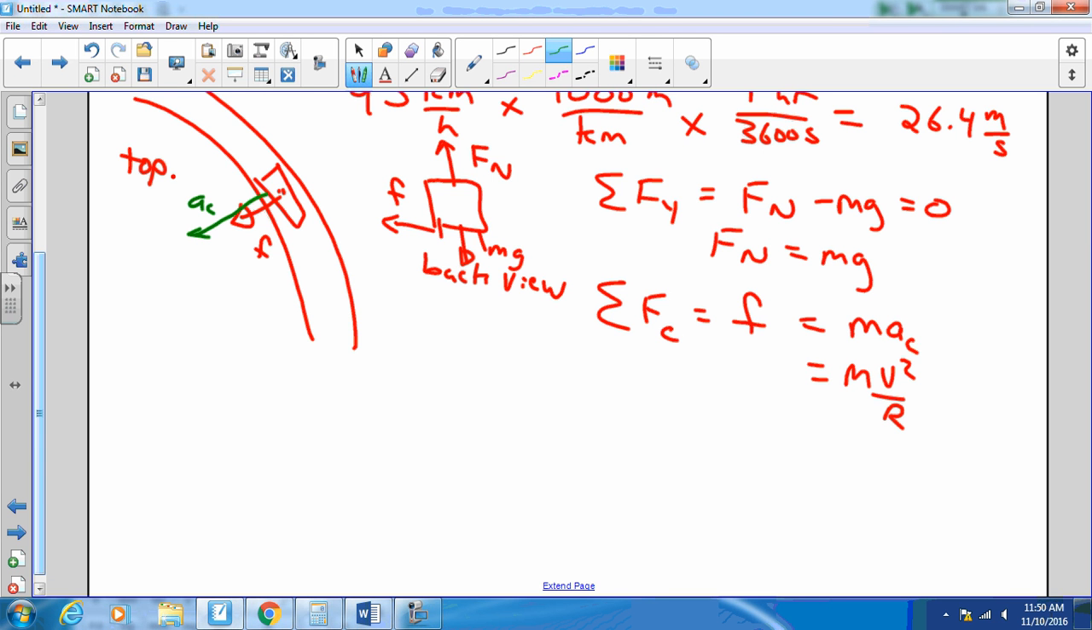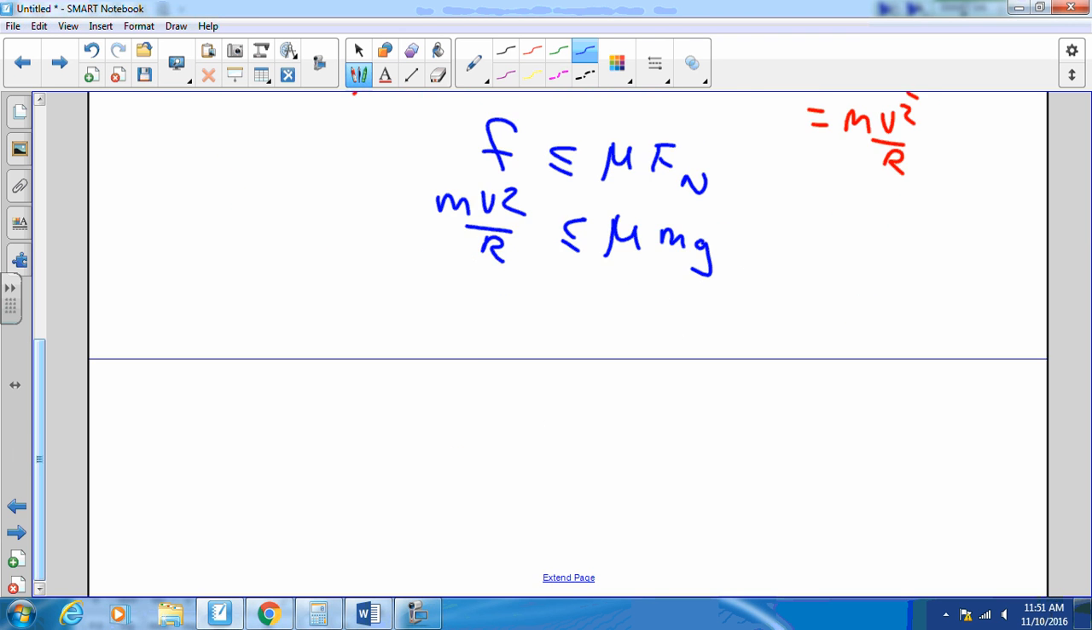Now we're ready to use our friction relation. Because it is static, why is it static? Because the cars are gripping the road and not sliding. Therefore, I can say that the frictional force must be less than or equal to mu times the normal. I have an expression for the normal force, and an expression for the frictional force, so that the minimum value of mu that I can have will be v squared over rg.